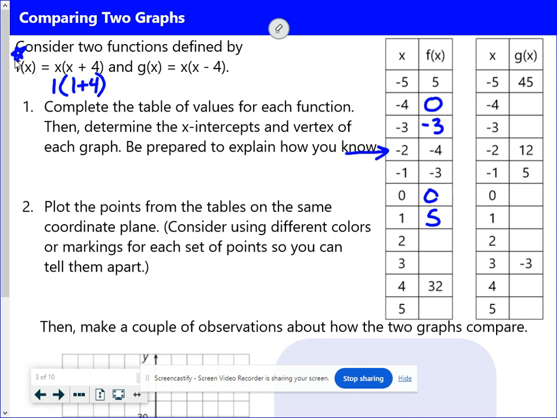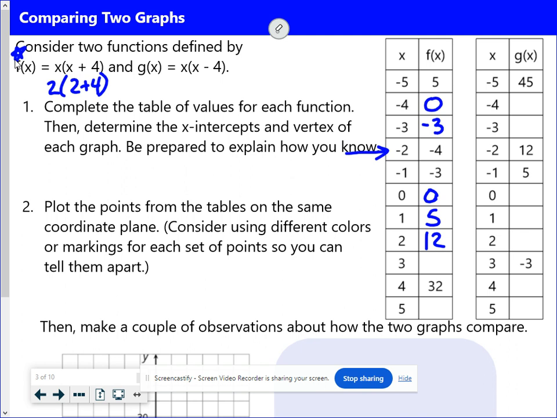Okay. At this point, I don't know what the rest of those are going to be because I ran out of numbers that are given to me to match them up with. So I have to do the rest of these on my own. And we're okay because we're smart. So I'm going to put in 2. 2 times 2 plus 4. Inside the parentheses, I've got 6 times 2, 12.